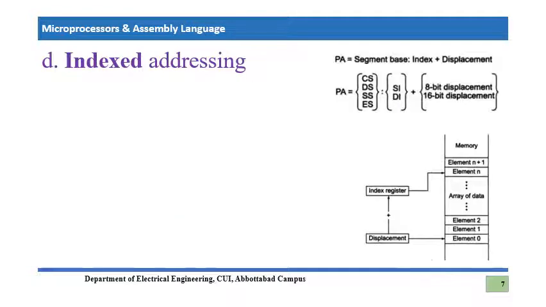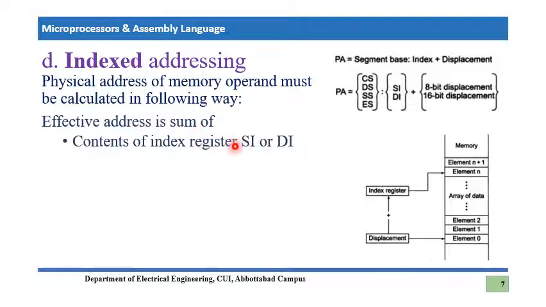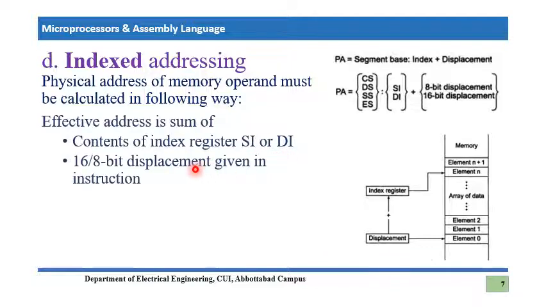Okay, the next thing we are going to discuss is the index memory operand addressing mode, or simple index addressing, and it is almost similar. The difference is only in the effective address calculation. The physical address of the memory operand must be calculated, and the effective address will be the sum of, last time it was the base register, this time the index register. For the index register we have two options: either the source index or the destination index, and there will be a 16-bit or an 8-bit displacement as well. So the rest of the things are similar.